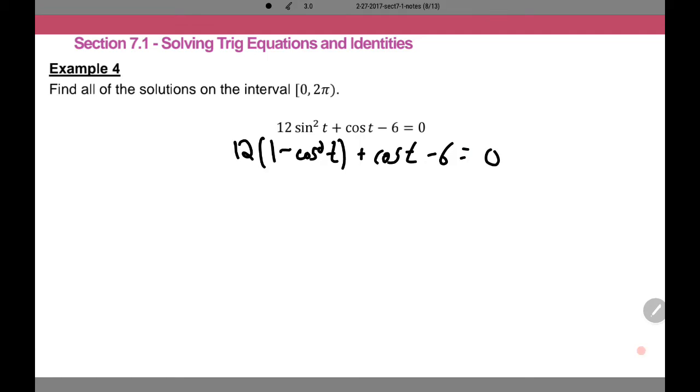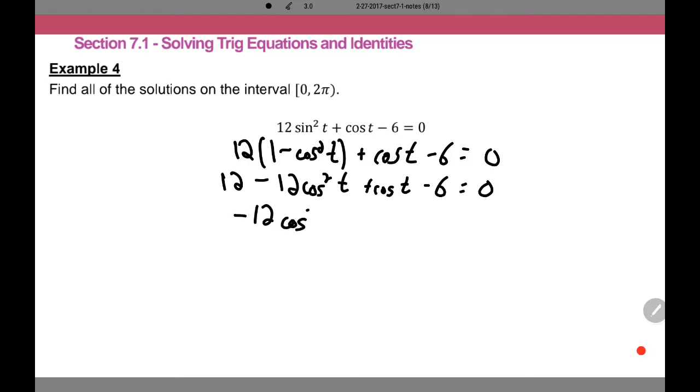So I got to distribute that 12 and simplify. So if I distribute that 12, I get 12 minus 12 cosine squared of t plus cosine of t minus 6 equals 0. And then I can combine the 12 and the -6 at the end. So I get -12 cosine squared of t plus cosine of t plus 6 equals 0.